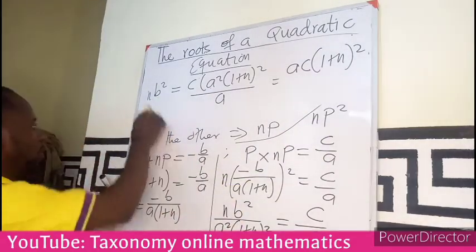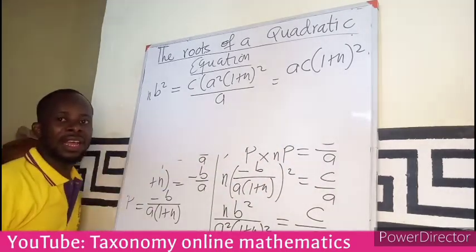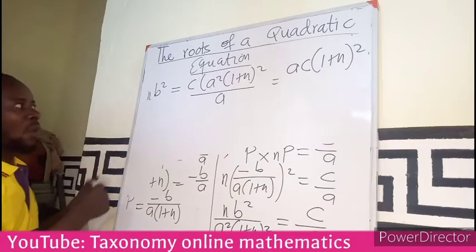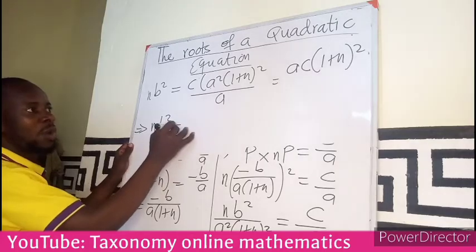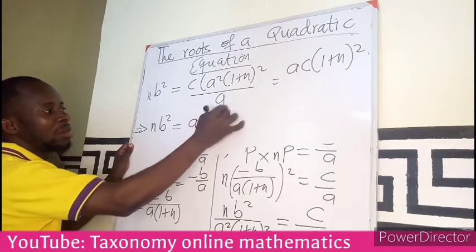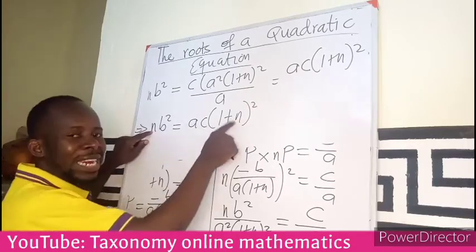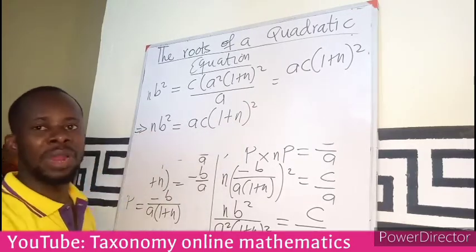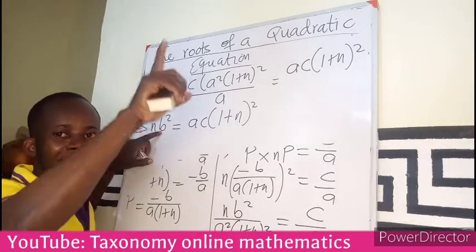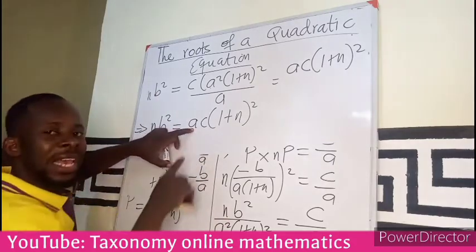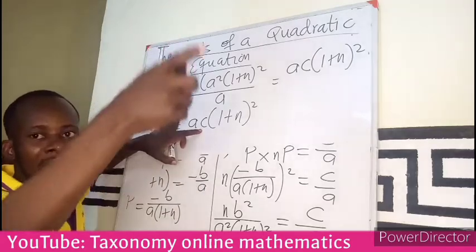So simply put, the general equation we get if one of the roots is n times the other is n b squared equals a c (1 plus n) all squared, where n is the number of times that one root is multiplying the other, b is the coefficient of x, a is the coefficient of x squared, and c is our constant term.